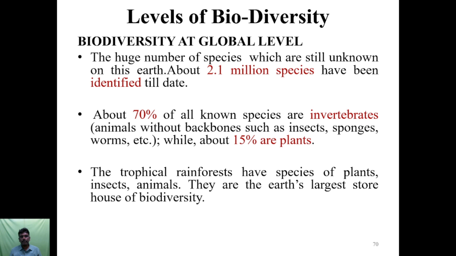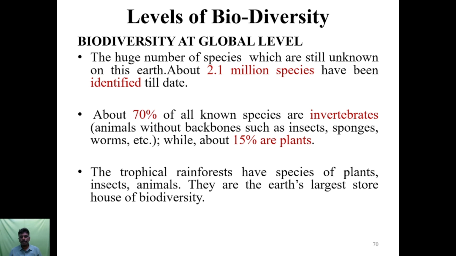Then levels of biodiversity. Biodiversity at global level. The huge number of species are still unknown on this earth. About 2 million species have been identified till date. About 70% of all known species are invertebrates, that is animals without backbone such as insects, sponges and worms, etc. While about 15% are plants.